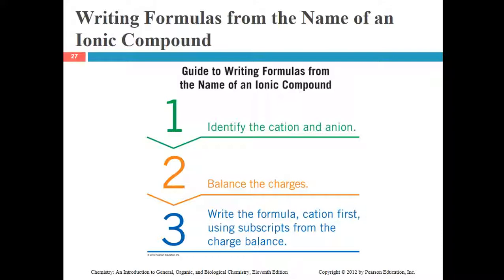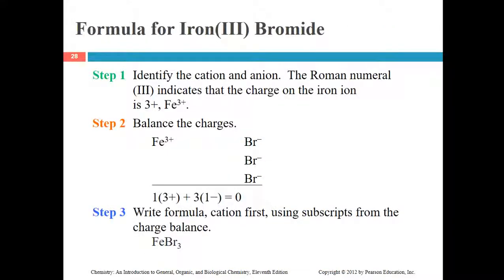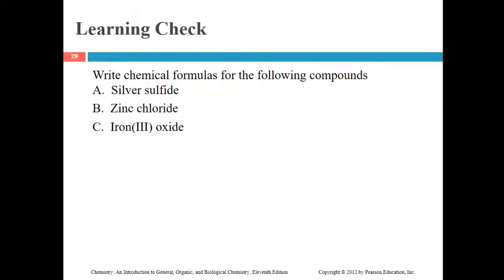All right, if we're going to go the other way, if we are given the name and we're going to write the formula, we first identify the cation and anion, balance the charges, and write the formula, cation first, using subscripts from the charge to balance. So, formula for iron 3 bromide. Well, we know iron's charge because it tells us right here, iron 3. Bromine's a halogen, it's a -1 charge. Well, we need 3 negatives to balance out the 3 positive charges. So I have Fe, Br3. Press pause and write the answers to this.